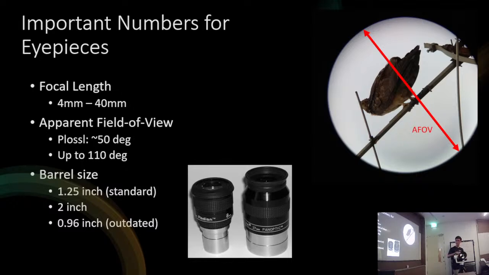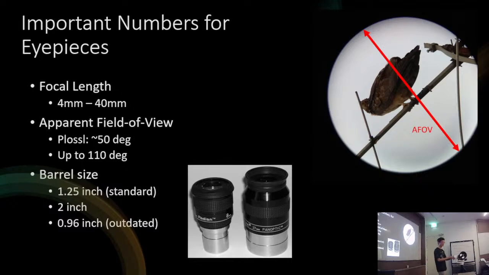With eyepieces, the longer your focal length, the wider your field of view, right? Because it's a lower magnification. The other number you want to know about an eyepiece is the apparent field of view, though arguably it's not as important as the focal length, right?